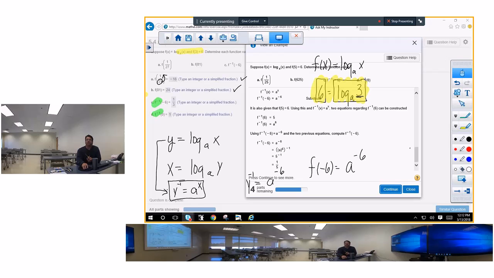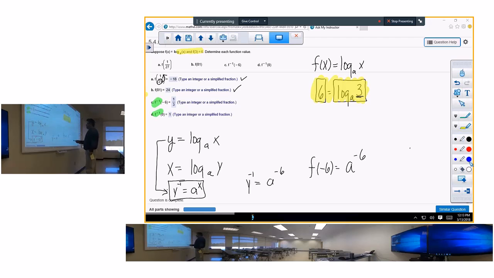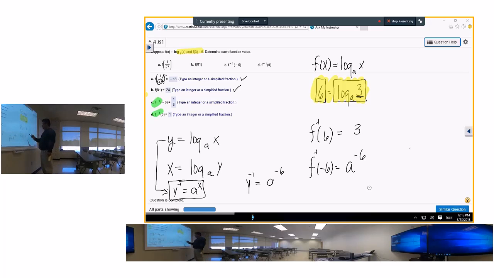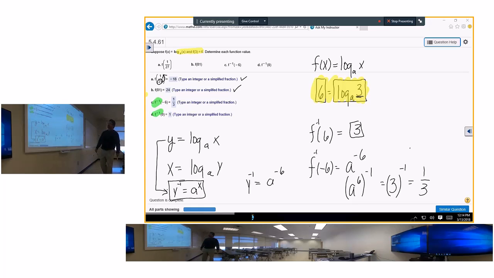Now when you're doing this one, you actually have to think kind of in reverse, because this is a to the 6th. And you have to remember from this right here, f to the negative 1 of 6 is equal to 3. Remember, when you do the inverse, you plug in y to get x. So I can easily rewrite this, f to the negative 1 of 6 is equal to 3. Now, I can rewrite this as a to the 6th to the negative 1, and a to the 6th is 3, and that's going to be 3 to the negative 1, which is going to be 1 over 3. And that should be your answer.